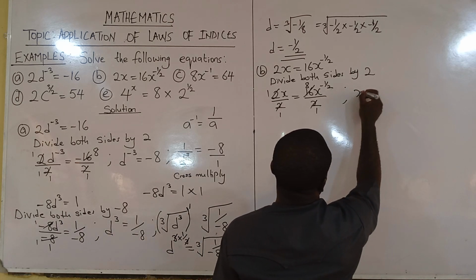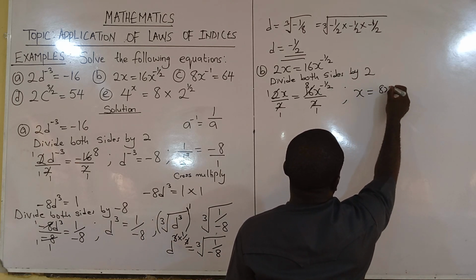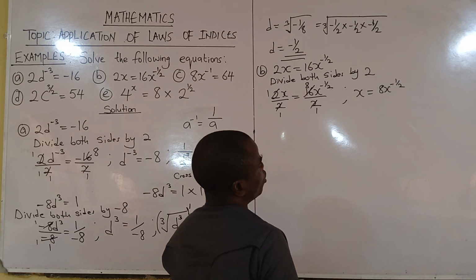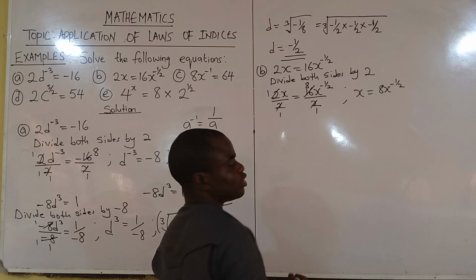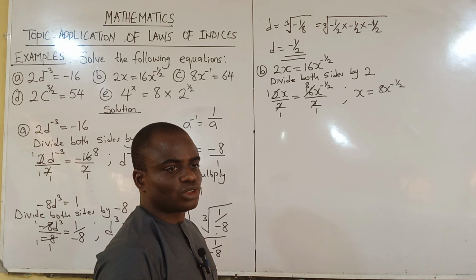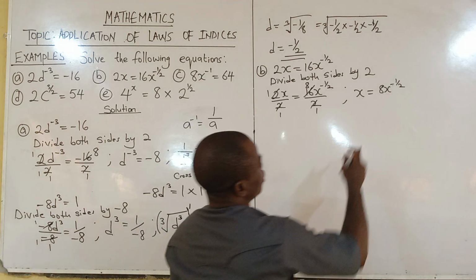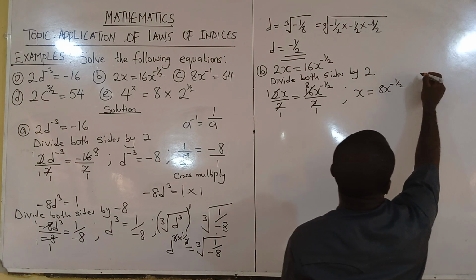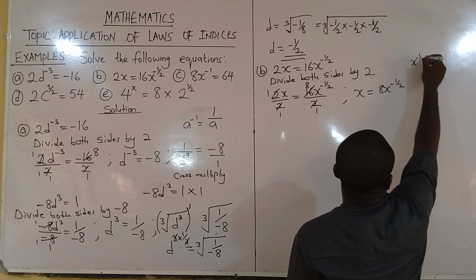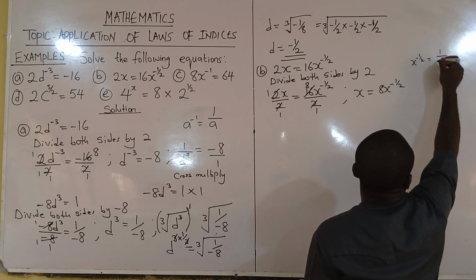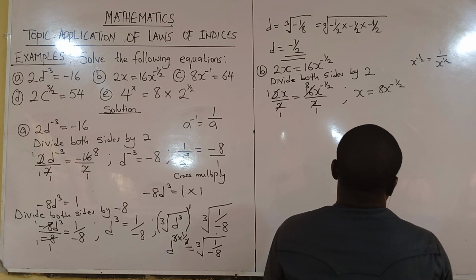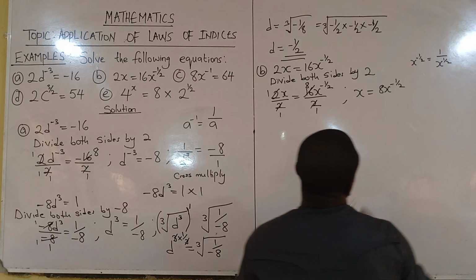From here you're having x equals 8x raised to the power minus half. What you want to do when you are solving a question like this is to simplify. You have to be applying different laws of indices where necessary. Here also we are going to apply this. When x is raised to the power minus half, it returns to 1 over x raised to the power half. That's what we apply here.